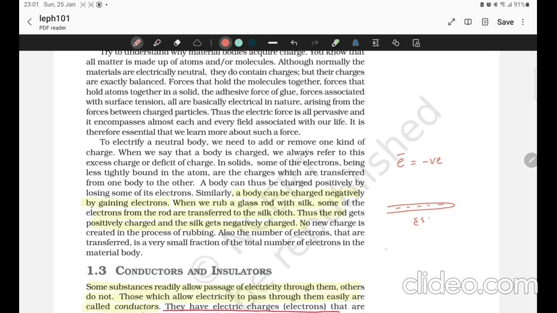Similarly, a glass rod, when it was rubbed with a silk thread, became positively charged, which means it is losing electrons. So when it is getting negatively charged, it is gaining electrons. When it is losing electrons, it will be positively charged. Likewise, you have to learn these things.